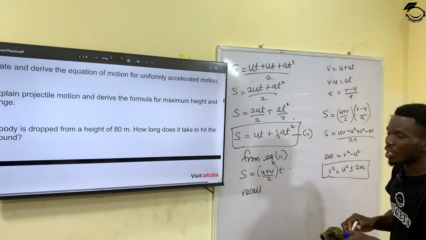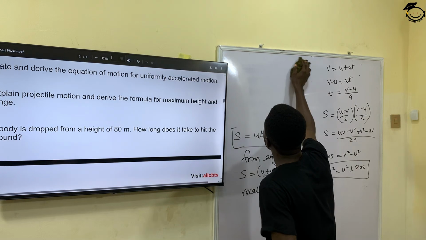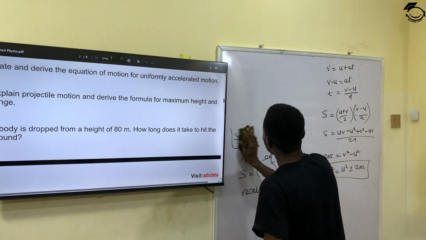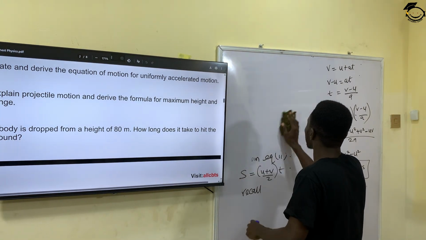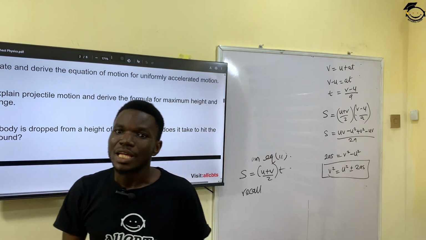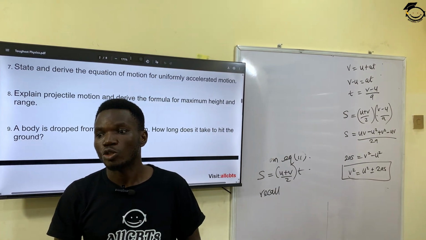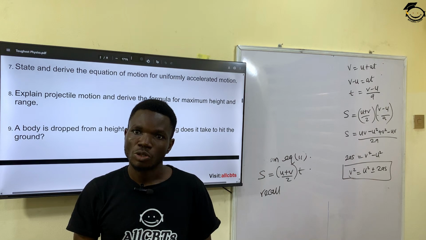Please note that the third equation of motion can also be gotten by integrating. So you can also get the third equation of motion by integrating the second equation of motion. So when you integrate the second equation of motion, you are going to get the third equation of motion.